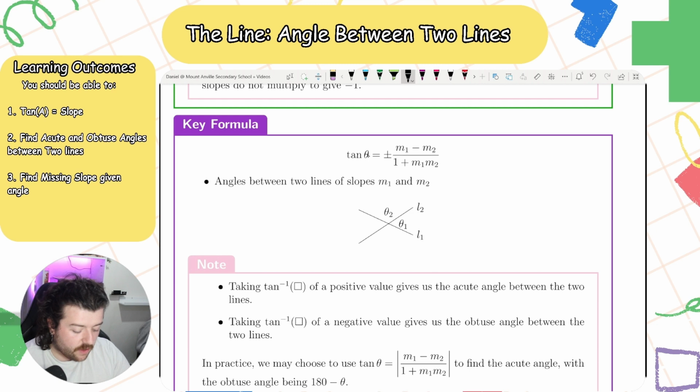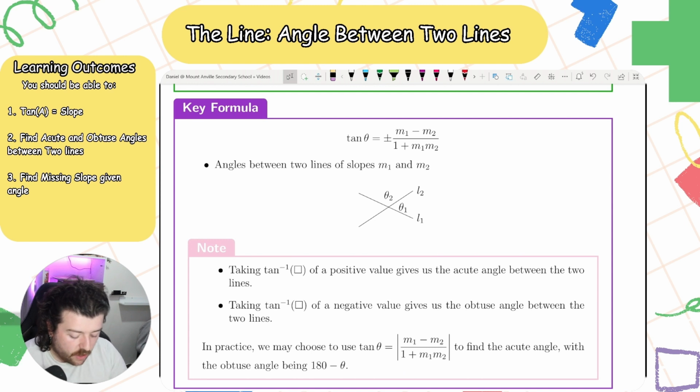So let's have a look at this formula here: tan of the angle between two lines. Here are two lines, and we have two angles between them. We have an acute angle and an obtuse angle. So we're always going to have two values for my angle here. Tan of an angle is equal to plus or minus the slope of the first line minus the slope of the second line, all over 1 plus the slope of the first line times the slope of the second line.